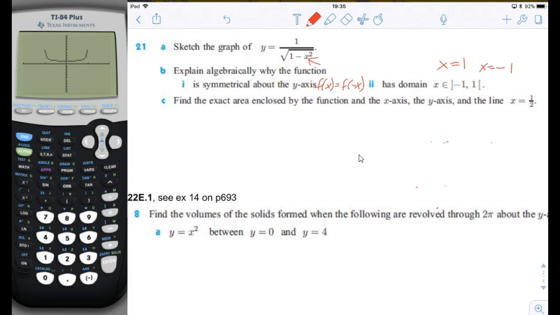Find the exact area enclosed by the function, the x-axis, the y-axis, and the line x equals 1/2. So basically what they're saying is: the y-axis, the x-axis, the function itself, and x equals 1/2. So you're making a little box here, right? It would look kind of like this. So the function looks kind of like that, right? It goes up to infinity at x equals negative 1, or x equals 1. And so what they're saying is, y-axis, x-axis, x equals 1/2, and the function, find this area here, okay?